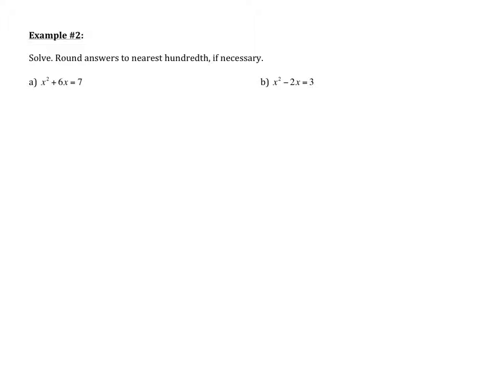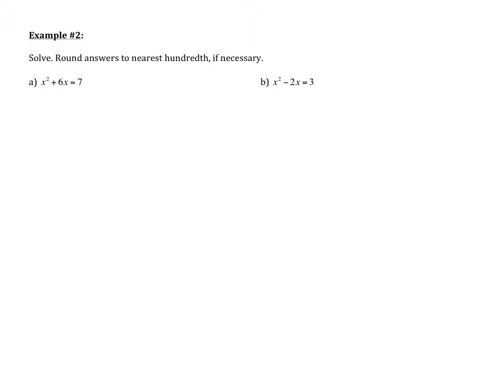So let's see some examples of using the completing the square method in order to solve our quadratic equations. So here's example number 2. It says solve, round answers to the nearest hundredth if necessary. So our first problem says x squared plus 6x equals 7. The first thing I notice is that it is in the form that I was told to put it in, where the squared term and the x term are on the left-hand side and any constant terms on the right-hand side.